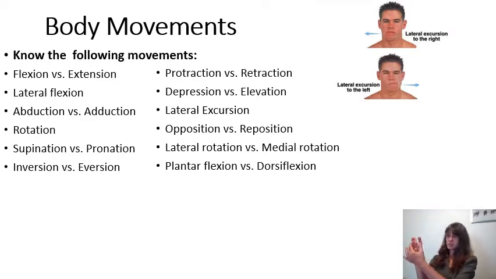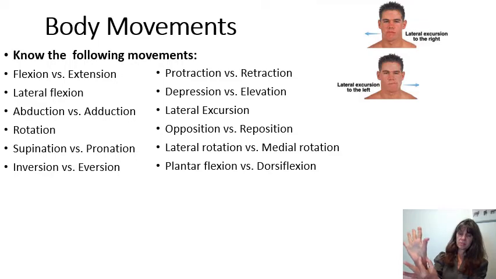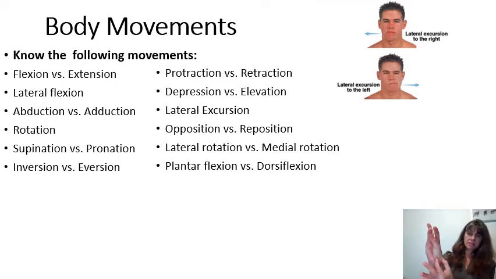Opposition is putting opposite digits together. The saddle joint, which is the trapezium and the first metacarpal, is designed to allow for opposition and reposition. Opposition, reposition, opposition, reposition. So opposite digits coming together, reposition, putting them back.